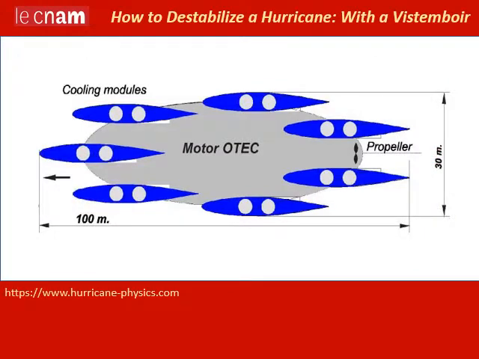Cooling modules would be built onto the main and secondary motors so that the unit forms a hydrodynamically stable system. All parts must be designed to reduce hydrodynamic drag, and match the speed of a hurricane's movement across the water.